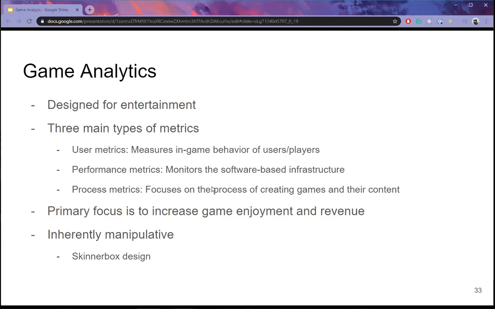Of these three different types of metrics, we only really need user metrics and performance metrics when it comes to serious games. Well, typically, serious games haven't been big enough in scope to require any form of major performance analytics. That might be changing in the future, but for the time being, it doesn't seem like much of a need. But user metrics is the main driving factor of why game analytics would be considered for serious games analytics.